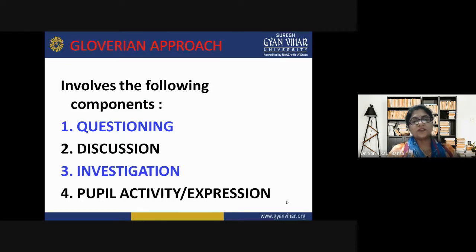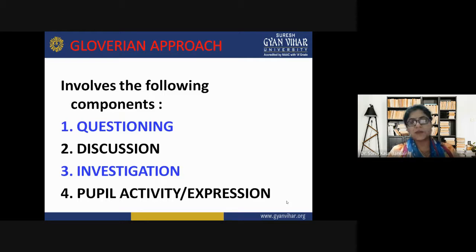First of all, we are talking about questioning. As we all know, questioning is a must and a very important factor in the classroom. If the teacher is not asking questions, then how can the content be developed? And if the students are not answering, how can the teacher be sure that my students have learned something to some extent? So questioning is a must according to the Globarian approach. It is only questioning which takes your content ahead and makes your content fulfilled with completeness.